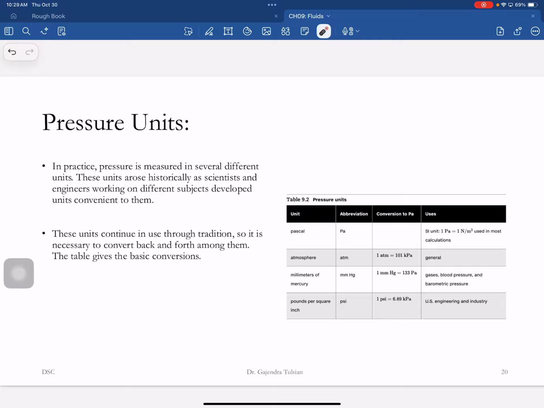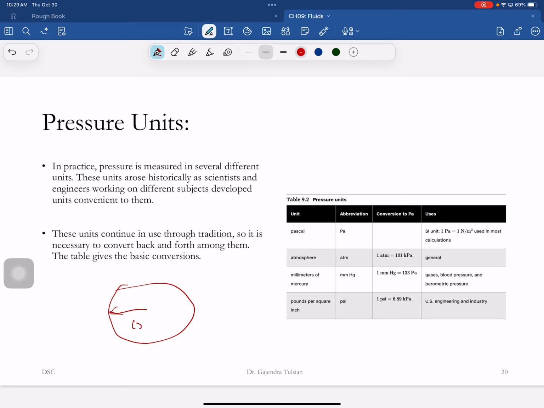So inside your eyeballs, there's about 15 millimeters of mercury of pressure. Okay, and that's a gauge pressure. So why do you have that high pressure? To hold its shape. Yeah, hold its shape.